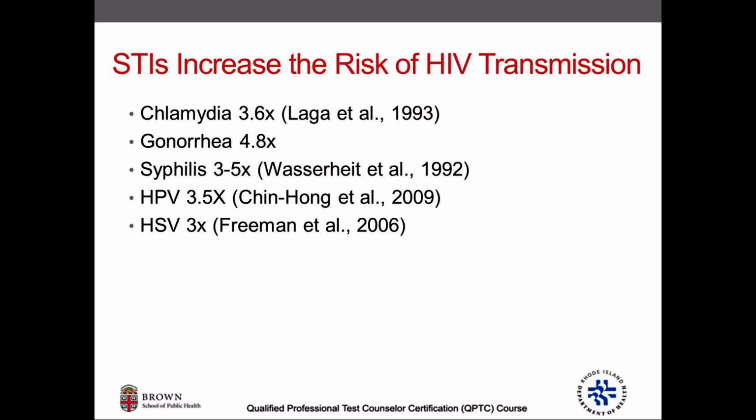Also an important note, especially among men who have sex with men, given that's where we see a lot of HIV, is that STIs can increase the risk of HIV transmission. This is the fold increase in your risk of HIV from having chlamydia or other STDs. For example, having chlamydia increases your risk of HIV acquisition by 3.6-fold. So there are significant increases in the risk of acquiring one STD when having another.